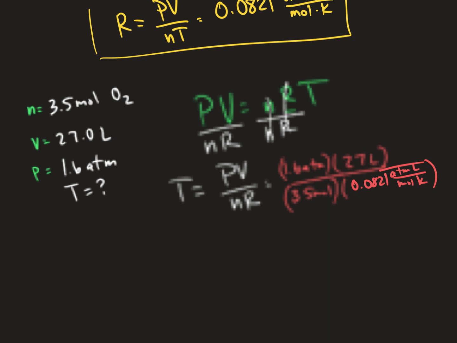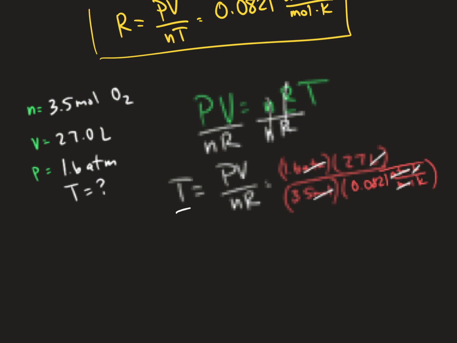And let's see what cancels. atm cancels. Moles cancel because this is on the denominator, this is a numerator, all on the denominator. You following? And liters. And then we have per Kelvin on the bottom, so that flips it up, multiplied by the reciprocal, right? And so yeah, we should get Kelvin.